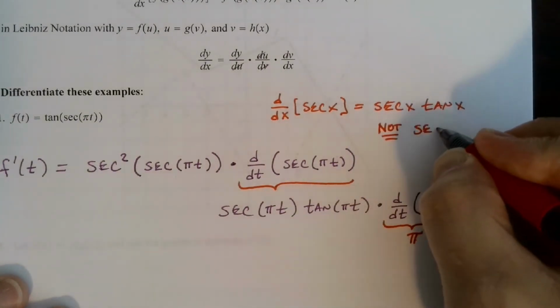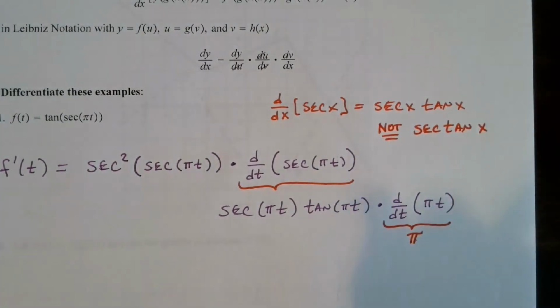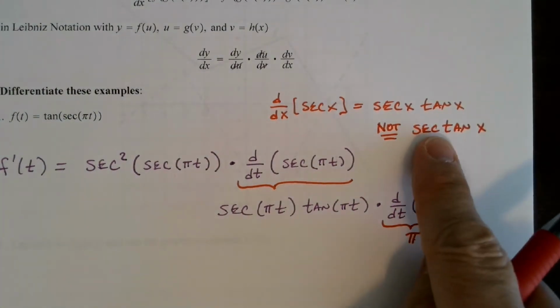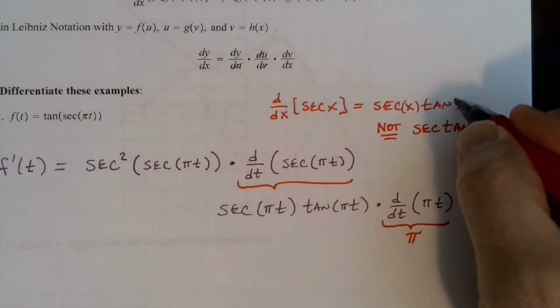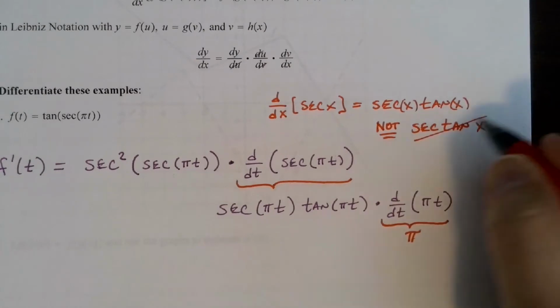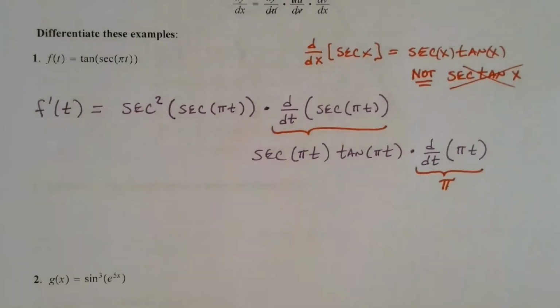I've seen students do this, secant tangent x. That doesn't make any sense. There's no such function called secant tangent. Remember, when we write secant x, it's really secant of x, tangent of x. And so that's not something you ever want to write. Okay, so going back to our result, what do we have?